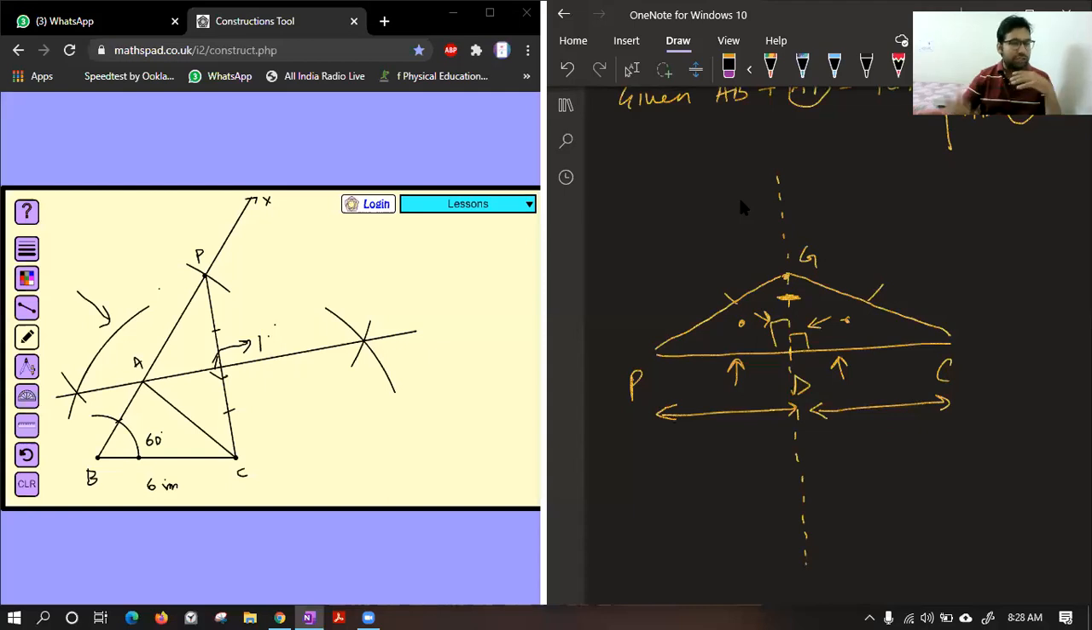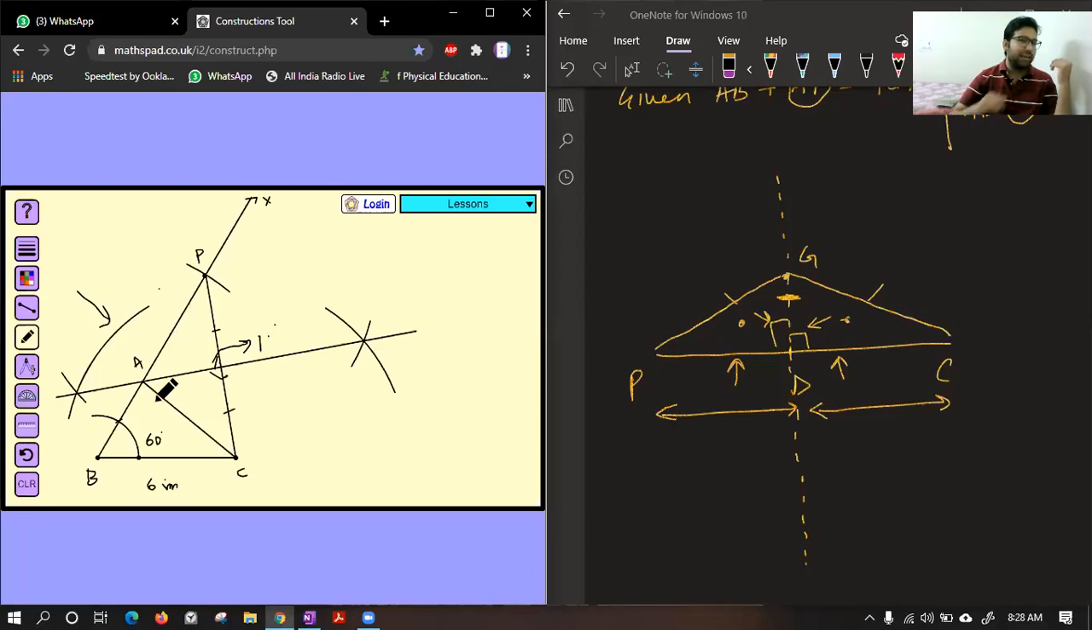So this was the logic of this construction. We tried to find AP equal to AC, that gave us AB plus AC. So class, is the first concept of construction of triangle clear to you? Any doubts?